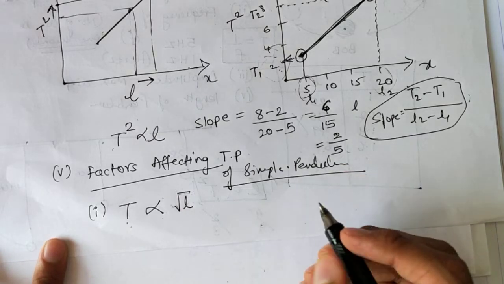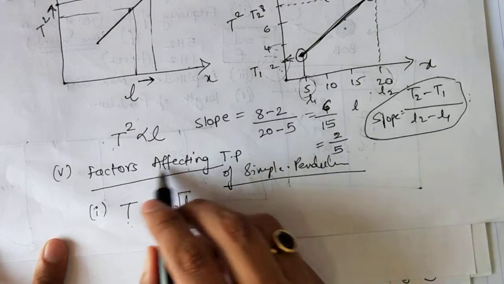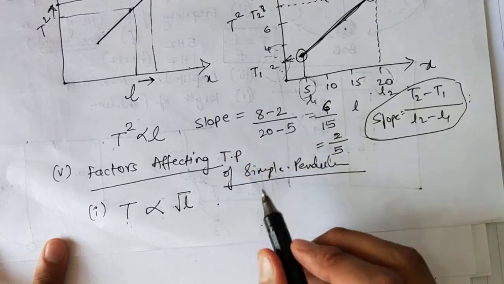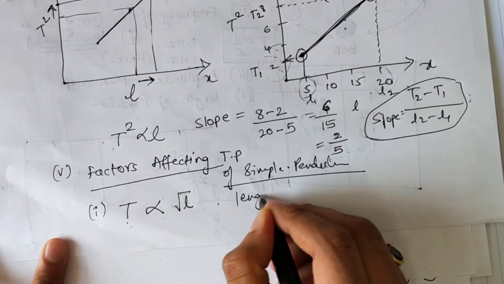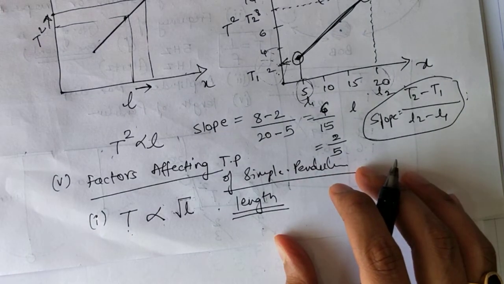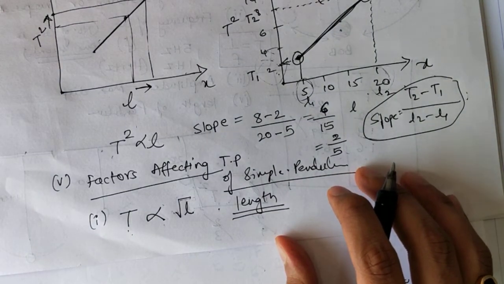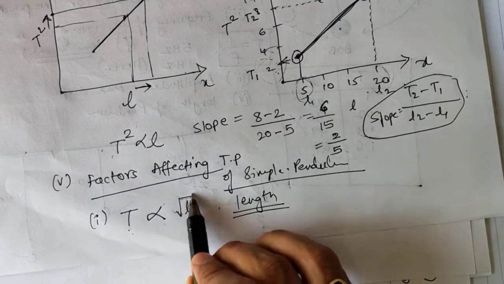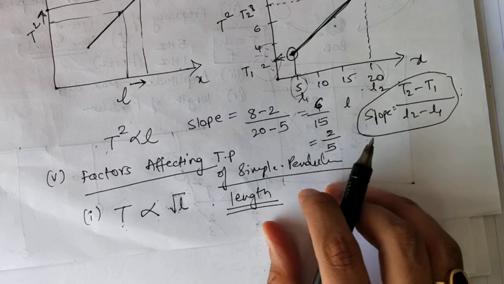This is the first factor that affects the time period of simple pendulum. What affects the time period of simple pendulum? Length. The length of the pendulum will affect the time period of the simple pendulum. So how are they related? Time period is directly proportional to the square root of length.